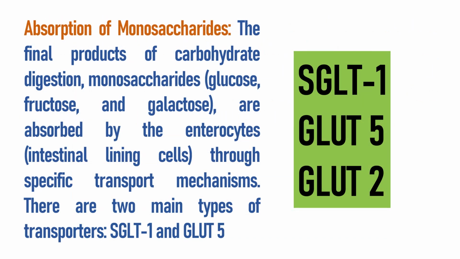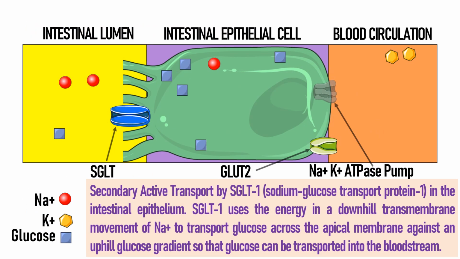The final products of carbohydrate digestion are monosaccharides, glucose, fructose, and galactose, and these are absorbed by the enterocytes through specific transport mechanisms. There are two main types of transporters, SGLT1 and GLUT5. Another glucose transporter, GLUT2, is also involved. SGLT is abbreviation for sodium-dependent glucose transporter. GLUT is the acronym for glucose transporter. Glucose is the major monosaccharide, which is absorbed from the intestinal lumen into the bloodstream through intestinal cells.